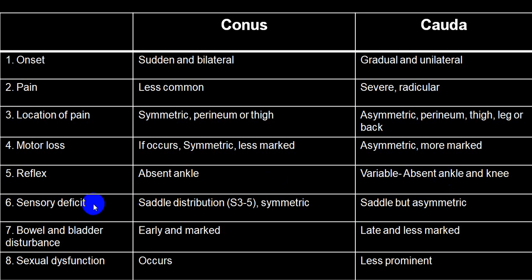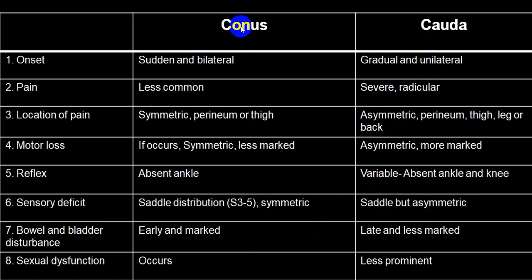Sensory level wise, saddle distribution will be more common with conus because it is the lumbosacral portion. So S3, S4, S5 will be more commonly involved along with conus, and it will be symmetrical. While in a cauda, saddle involvement will be there, but it will be asymmetrical. One side will be more involved as compared to the other side.